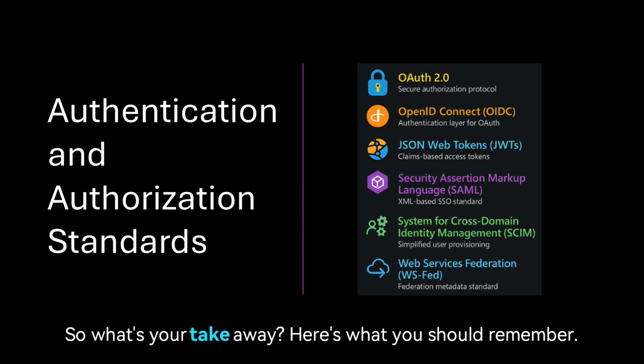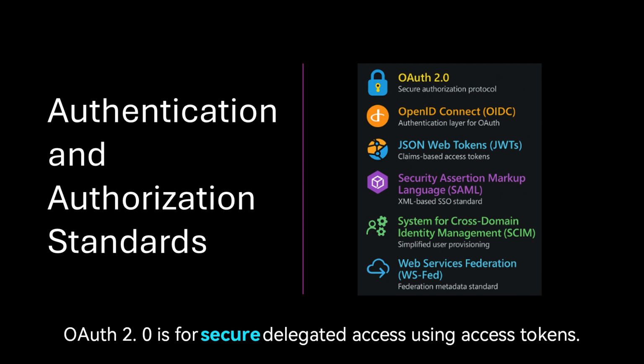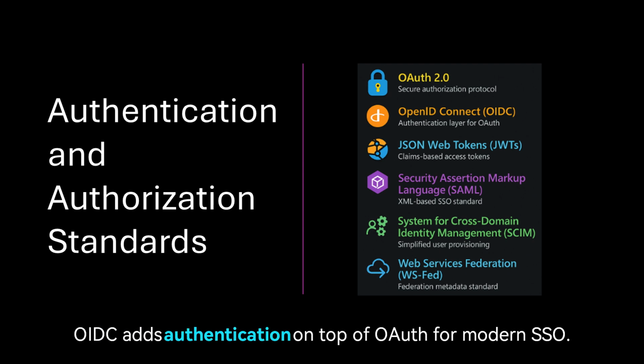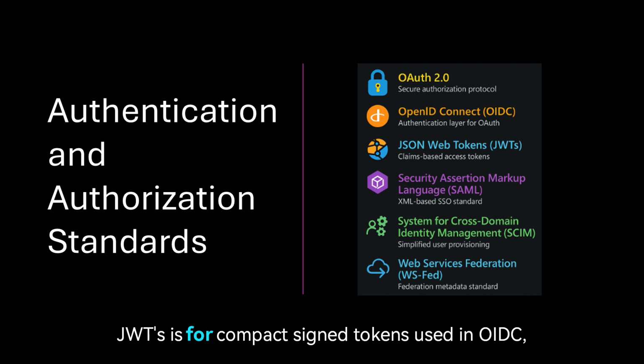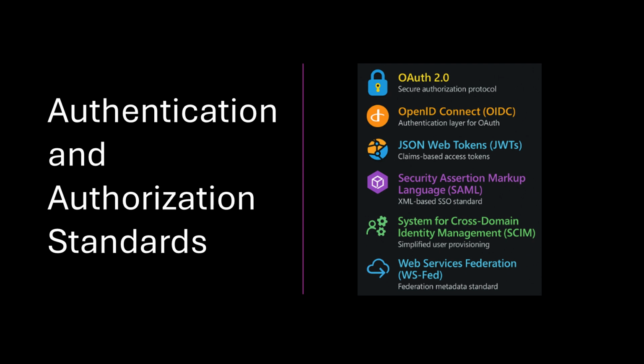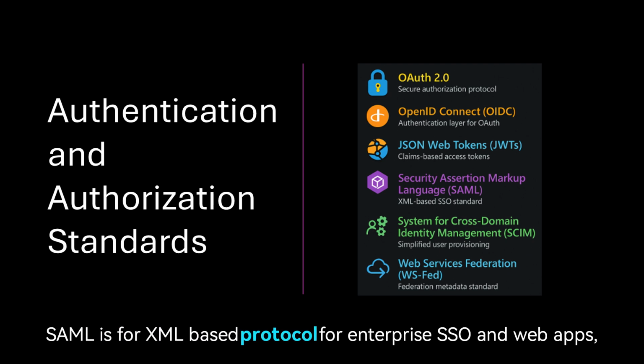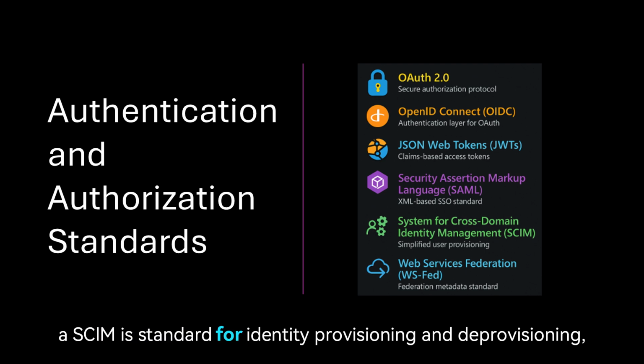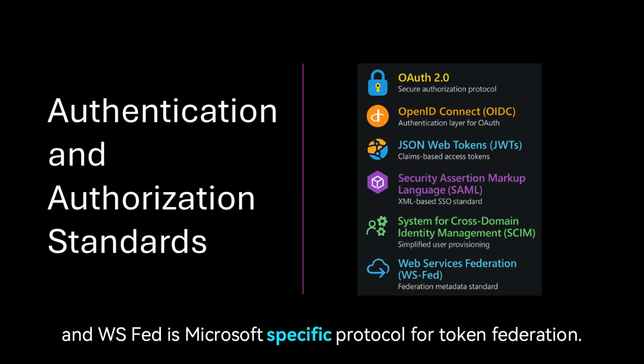So, what's your takeaway? Here's what you should remember. OAuth 2.0 is for secure delegated access using access tokens. OIDC adds authentication on top of OAuth for modern SSO. JWT is for compact, signed tokens used in OAuth and OIDC. SAML is an XML-based protocol for enterprise SSO and web apps. SCIM is the standard for identity provisioning and deprovisioning. And WS-Fed is a Microsoft-specific protocol for token federation.